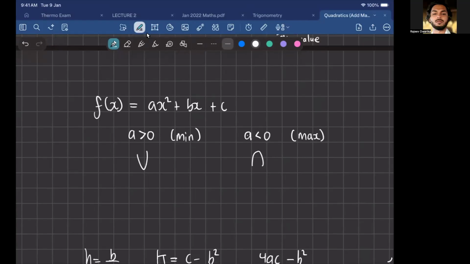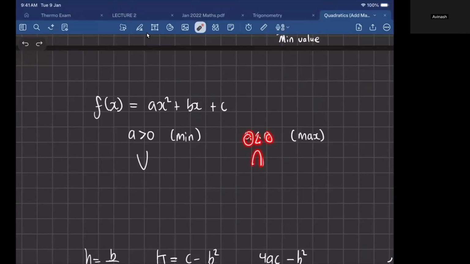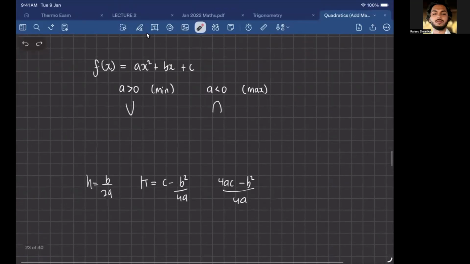Oddly enough, this looks like two eyes and this looks like a nose. You see what I'm talking about? Yes, it looks like a sad face.